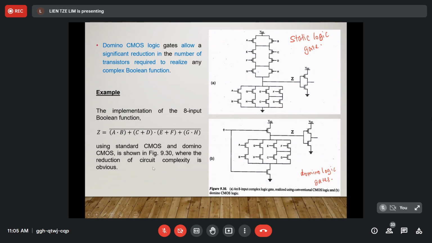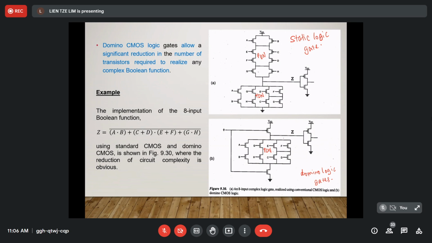Okay, and then there is a reduction of circuit complexity. The reduction of complexity is achieved by eliminating the pull-up network. This is PMOS, the pull-up network, and this is NMOS, the pull-down network. When you see these domino logic gates, only the pull-down network is maintained in this circuit, and the pull-up network is removed. And the number of transistors used is reduced.